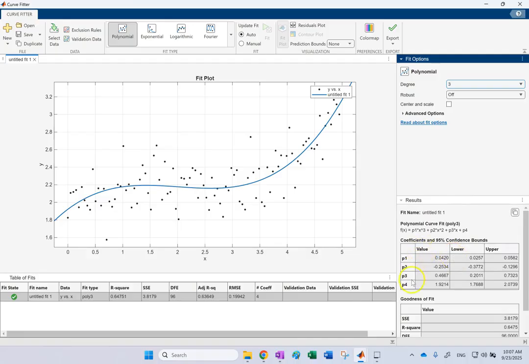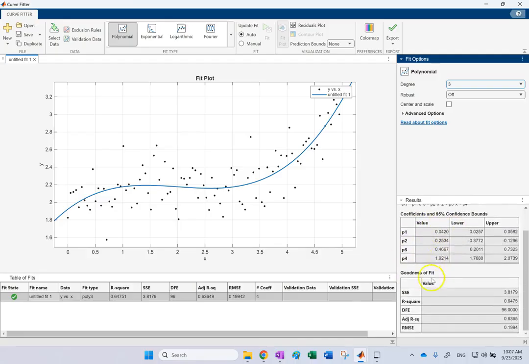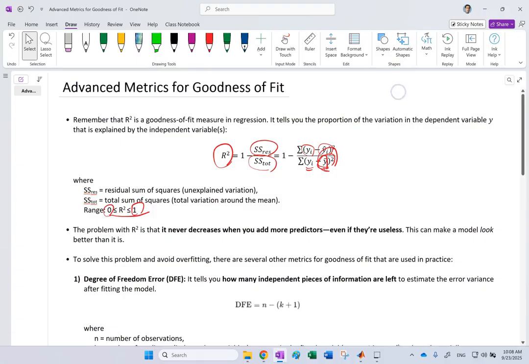Then here is the best estimate for the parameters you have, and then down here you see goodness of fit. And of course sum squared error and root mean squared error are quite obvious, but I talked about R squared for them. And then there were these two guys, the degree of freedom error and the adjusted R squared. So they asked me, what are these? And I said, you know what, let me make a video so I can explain it to them as well as everybody else. So I want to explain DFE, adjusted R squared, and a couple of other metrics, AIC and BIC.